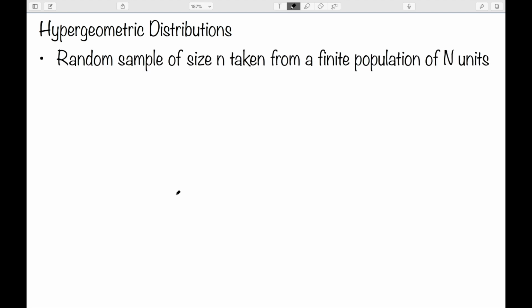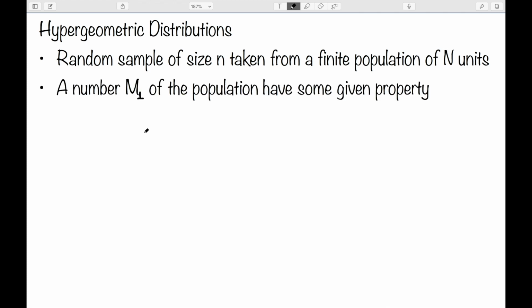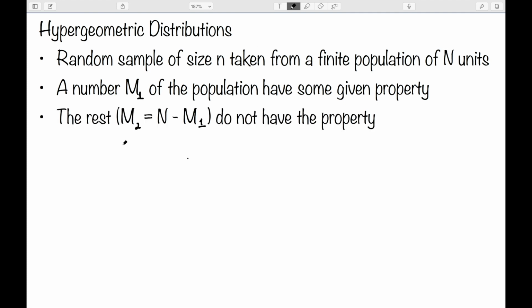In this video, I want to look at hypergeometric distributions, which are very similar to binomial distributions. There's only one difference between the two. For hypergeometric, let's suppose we take a random sample of size little n, taken from a finite population of capital N units. Let's suppose a number, m1, of the population have some given property. The rest, m2, which is N minus m1, do not have the property.